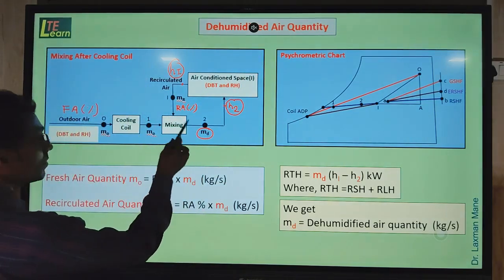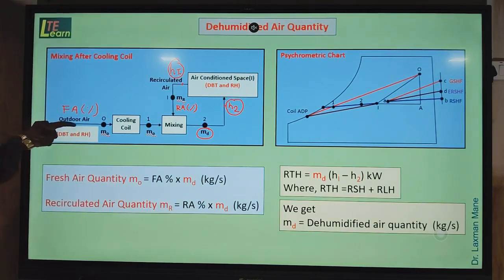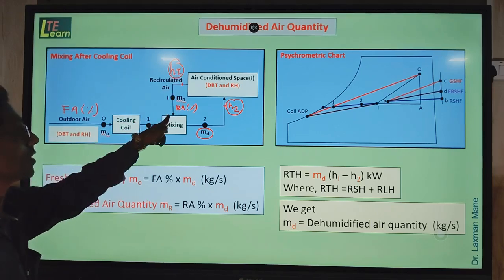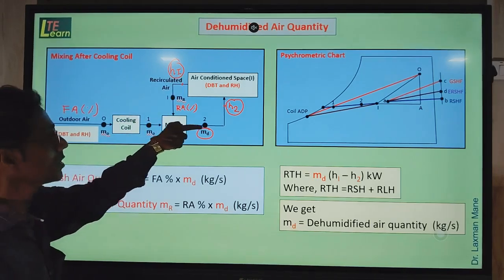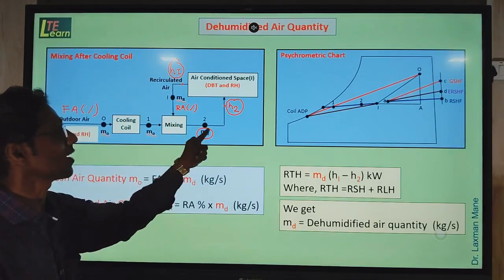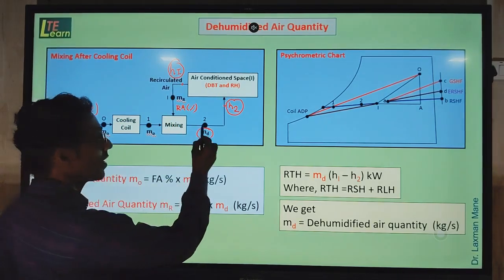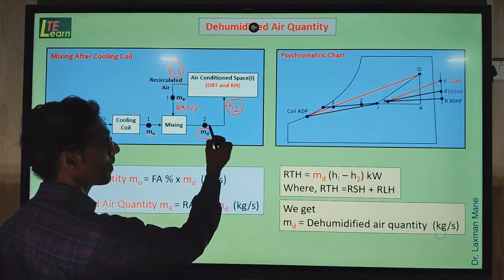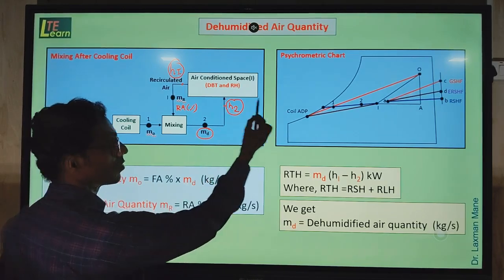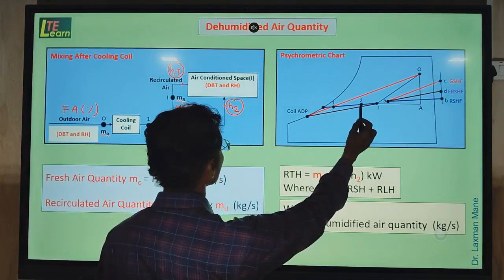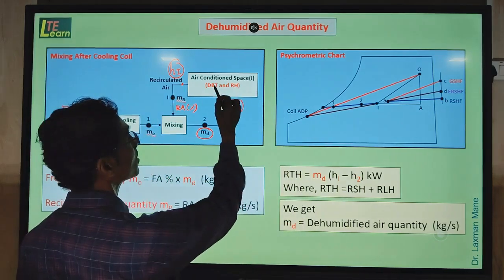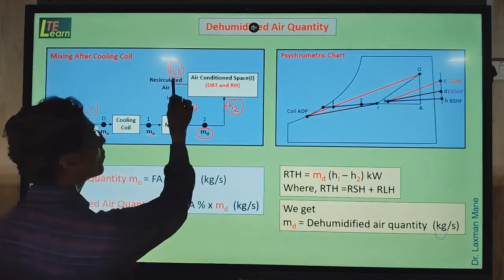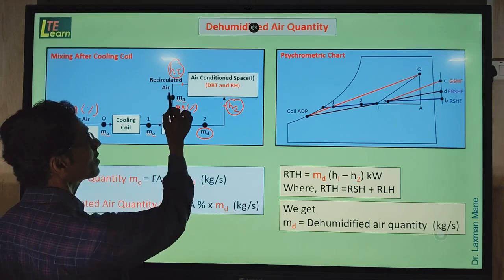Now, what does dehumidified air quantity mean? The outside air which is passing over the cooling coil mixes in a mixing chamber with return air. The summation of both airs, which is passing to the hall, is called dehumidified air. This dehumidified air is at point number 2, that is why its enthalpy will be H2. This is the cold air shown here. When it is passing to the hall, it will receive heat from the hall in the form of RSH and RLH. Thus its enthalpy will increase, and it comes out as return air.